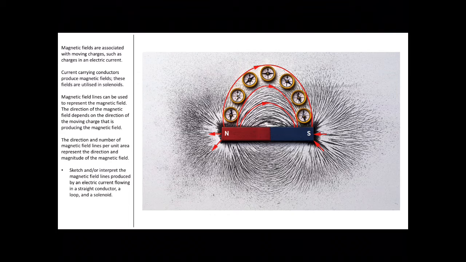This image here shows that. So we've got little compasses all along these magnetic field lines, and the compass is pointing along this line at each step of the way. This magnet is sitting on some iron filings, and they arrange themselves along the magnetic field lines, so you can have a tangible picture of what those lines are doing.